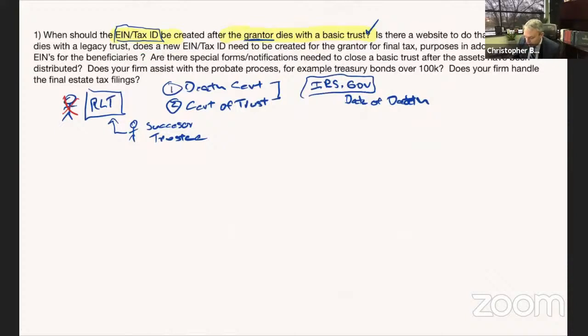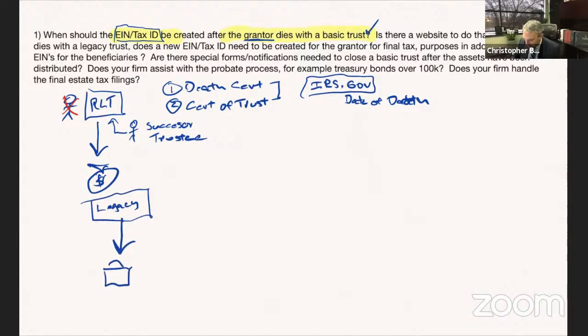If someone dies with a legacy trust, does a new tax ID need to be created for the grantor for final tax purposes in addition to the new EINs for beneficiaries? Okay, so what we're talking about here is first a basic revocable trust, which just says it goes outright to the beneficiaries, and then they can do whatever they want with the money. What this is talking about is instead we have still a revocable living trust, but we call it a legacy trust. And what happens there is instead of it going outright, it's held in trust for the beneficiary. So if you have two kids, it kind of splits into two separate shares.